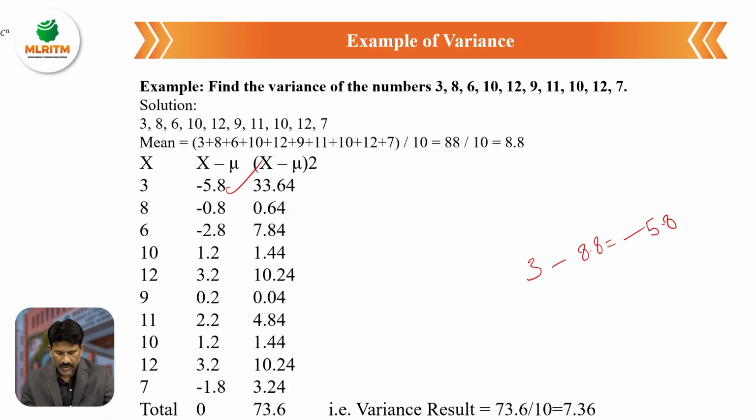Then like that, the second value is 8. 8 minus 8.8, so you'll get minus 0.8. See the next one, like that continuation. 6 minus 8.8, so now you'll get minus 2.8. Then like that, 10 minus 8.8, so you'll get 1.44. So like this you have to perform the subtraction.